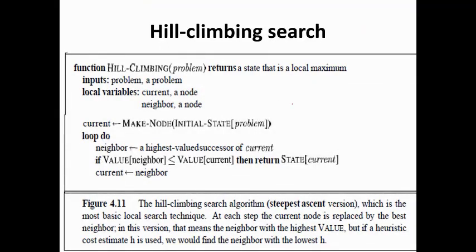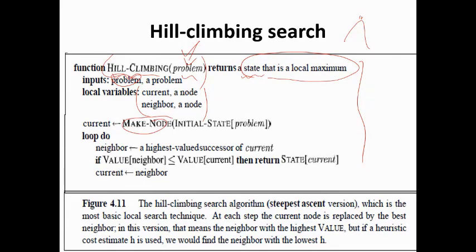So this is a simple example of the algorithm. We have defined a function, hill climbing problem, which takes a problem as input and returns a state that is a local maximum, meaning it is at the peak, at the top. The inputs are the problem, and the local variables are the current state and the neighbor state.